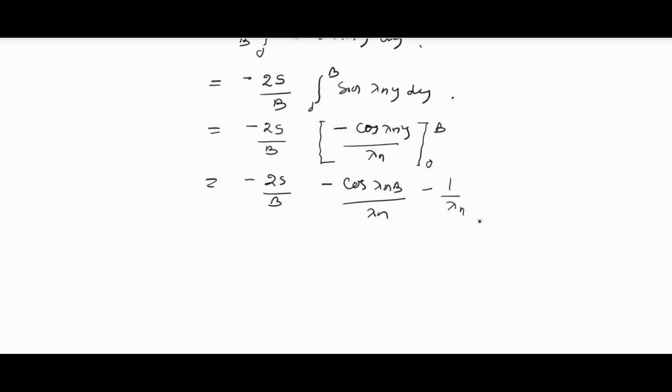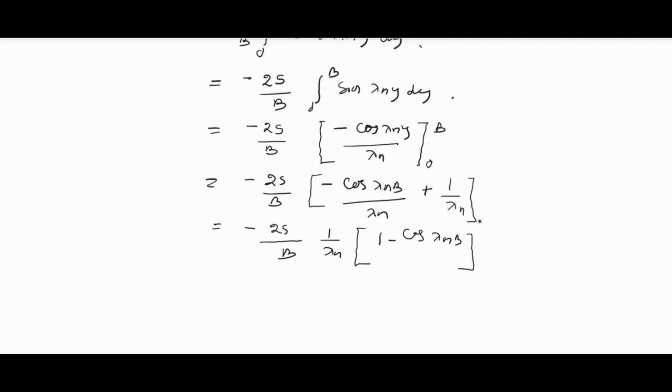So minus plus this one, minus cos 0 means minus 1, so this will be plus this much. Okay, clear about that? We are getting this one. Now we will get minus 2s by b into, so see here, we are getting 1 by lambda n into 1 minus cos lambda n b.